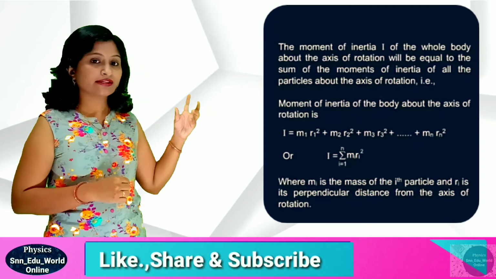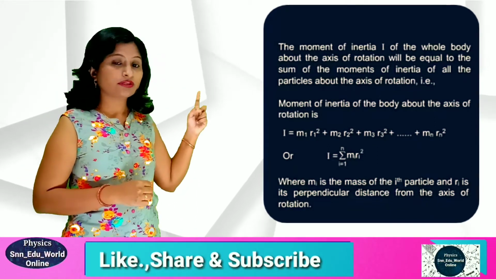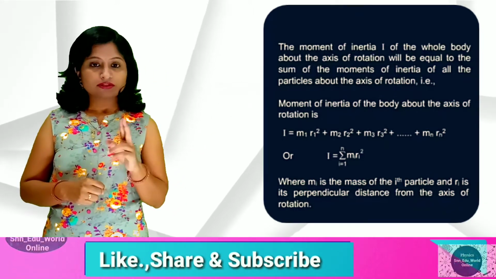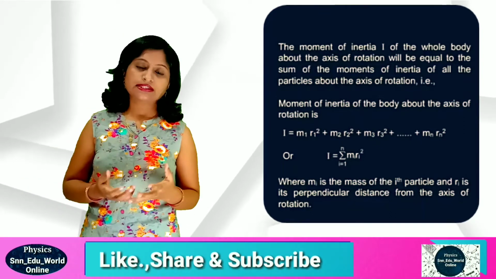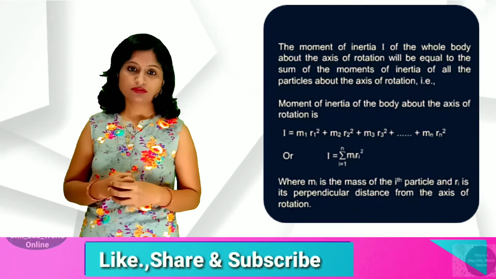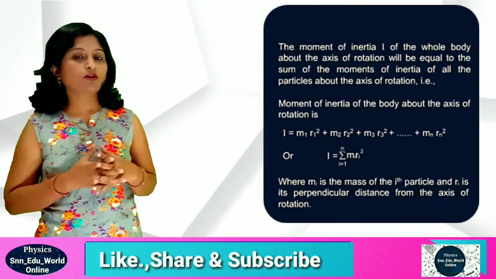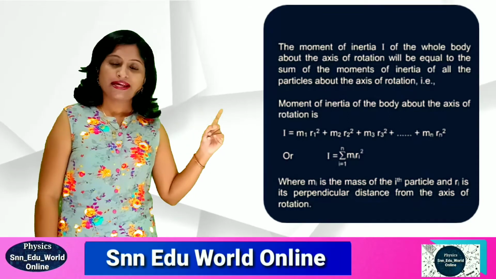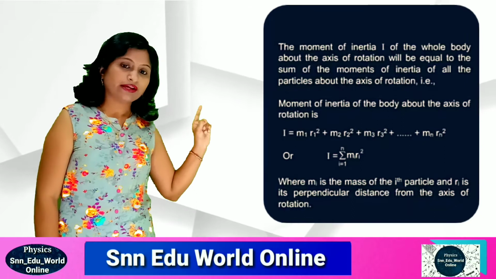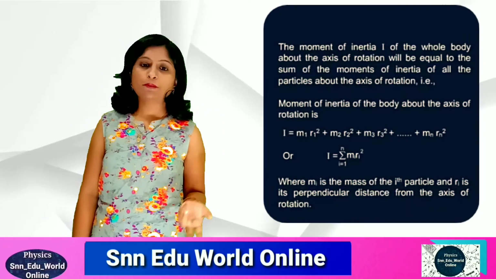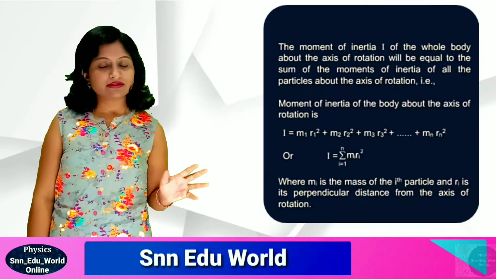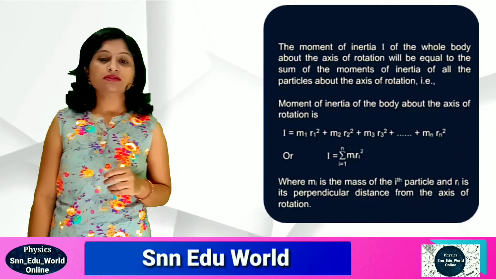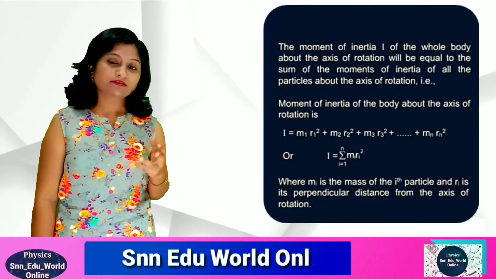So ultimately we get the total moment of inertia I equal to m1 r1 square plus m2 r2 square plus m3 r3 square and so on up to mn rn square. So here we can write it in summation format as in the formula, that is I equals summation mi ri square, where i varies from 1 to n. So the number of particles into which we have divided the total mass, we have to take that as n. Okay, so this is the first concept of rotational motion, that is the moment of inertia.